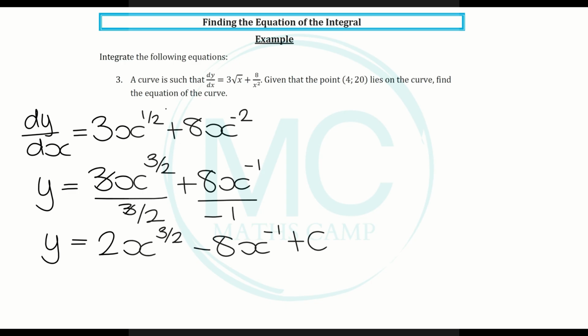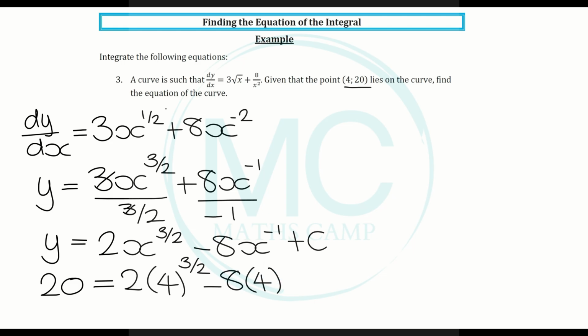Now I can substitute the coordinates of my point into the equation. Y is 20, so this becomes 20 is equal to 2, x is 4, multiplied by 4 with an exponent of 3 over 2 minus 8 multiplied by 4 with an exponent of negative 1 plus c.